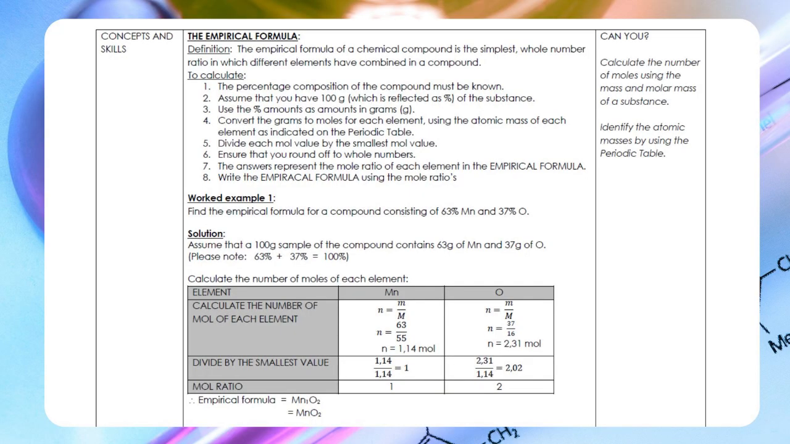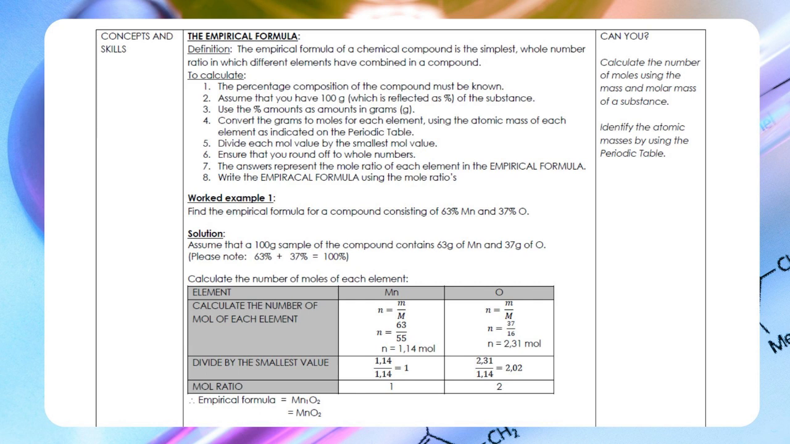Concepts and skills. The empirical formula. Definition: the empirical formula of a chemical compound is the simplest whole number ratio in which different elements have combined in a compound. To calculate: 1. The percentage composition of the compound must be known.